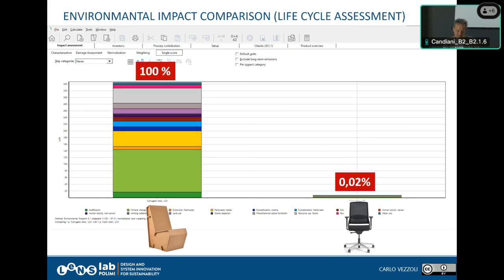This is the results. So the impact, this is the sum of different impact. When you make life cycle assessment, you have global warming, eutrophication, acidification, even some terminology that you have seen. This is not what I'm interested to teach you now, okay? But nevertheless, to show you that the impact of that chair is 0.02 compared to the other.